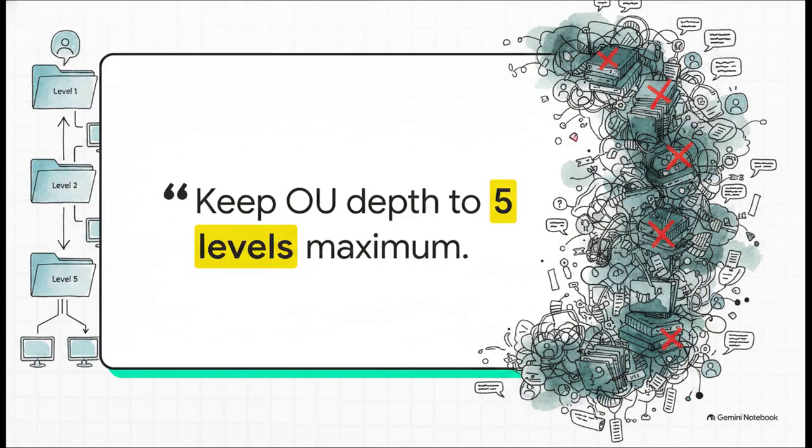Now, inside those domains, we use organizational units, or OUs, to group objects logically. Usually, this mirrors your company's org chart. But listen, here is a golden rule you absolutely need to burn into your memory. Keep your OU depth to a maximum of 5 levels. Why? Well, because OUs aren't just folders. They actually dictate how group policies are applied. Anything deeper than 5 levels turns group policy inheritance into an absolute troubleshooting nightmare. Keep it flat, keep it clean.